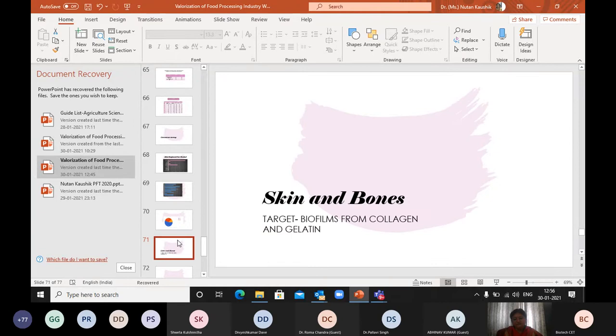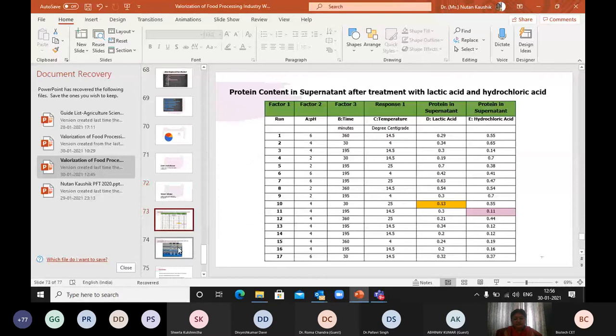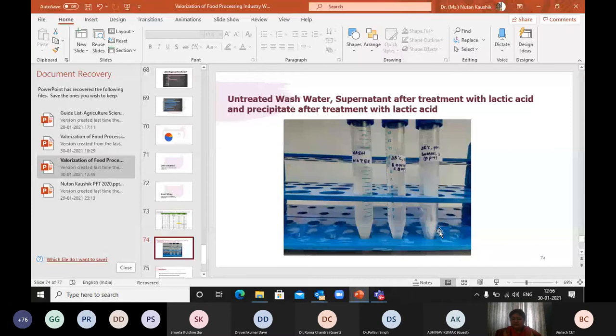From skin and bones, we are targeting biofilms from the collagen, and from the wash water we are targeting the removal of the protein. From the wash water we did this acid treatment, and we could remove around 90% of the protein. So the water which contained a high amount of protein, the protein can be removed with precipitation, and then the water can be reused in this industry. This is the protein precipitate, this is the wash water before the treatment, and this is the wash water after the treatment. The picture is not so clear, but you can see the sediments in the wash water.